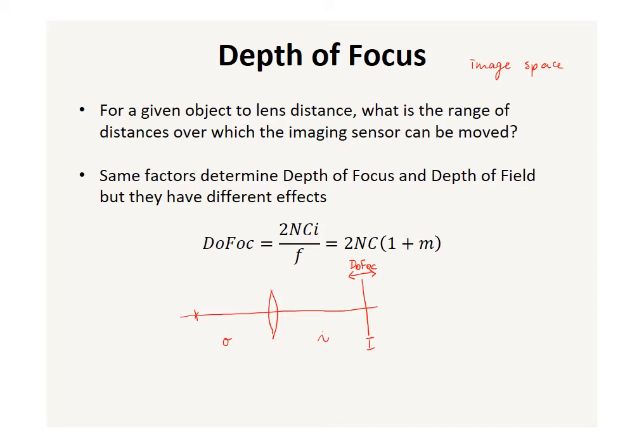So the same factors determine the depth of focus as determine the depth of field. It's just got a slightly different dependence. Important factors are the focal length, the image distance, the size of the circle of confusion, of course, and the F number. And of course, the easiest way to control the F number is to change the diameter of the aperture.